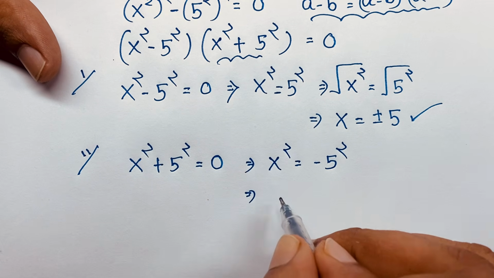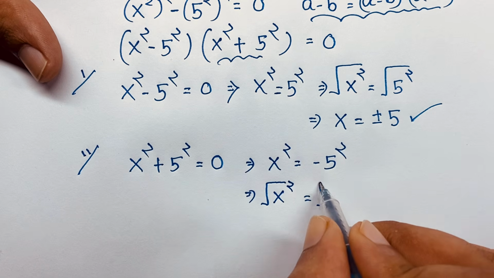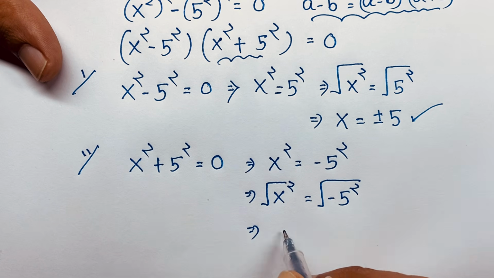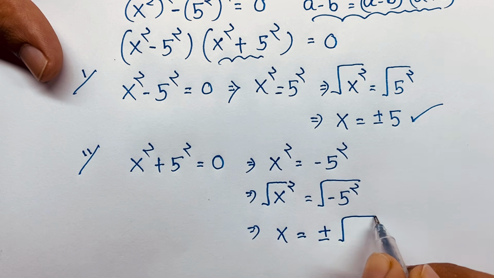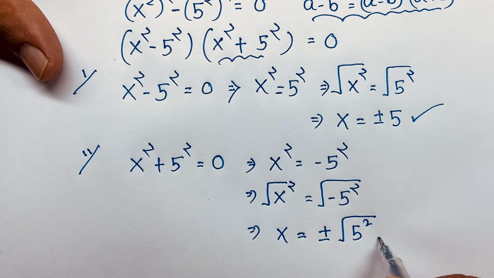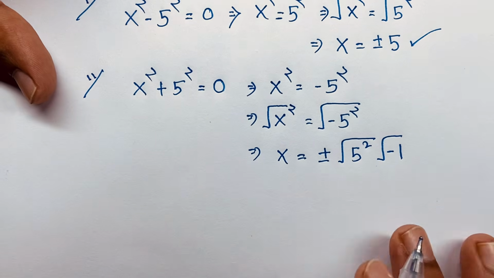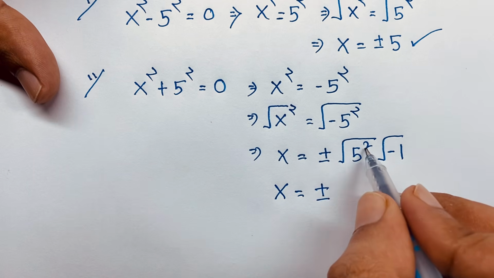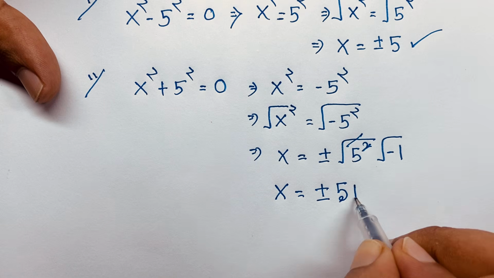So this is x to the power 2 and I take the square root of both sides. I take the square root of minus 5 square. So this expression will be x is equal to plus minus square root of 5 square and square root of negative 1. I separate this case. Then we find here x is equal to plus minus, the square root is cancelled, this is 5, and the square root of negative 1 is i.